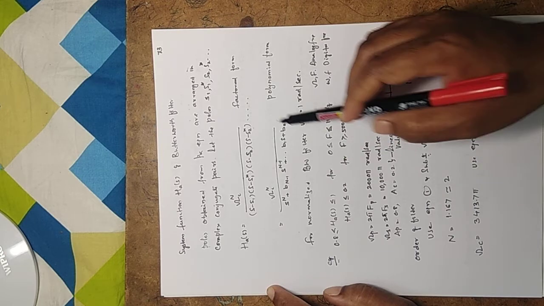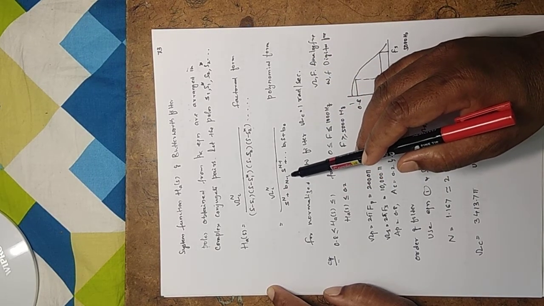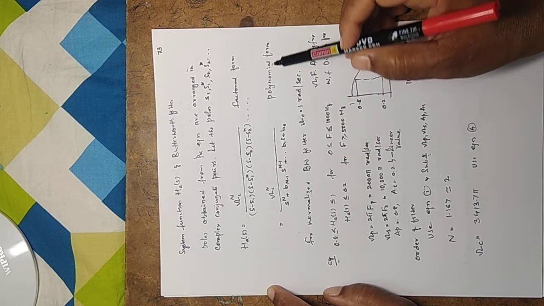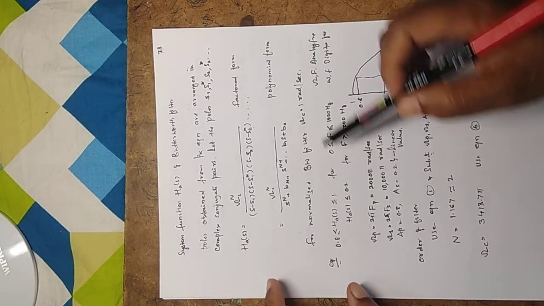If you cross multiply and arrange the terms, you will get the same thing in S to the power of n plus b(n minus 1) S to the power of n minus 1, and so on, plus b1 s plus b0. This is called a polynomial. We'll take an example, this will make it clear.